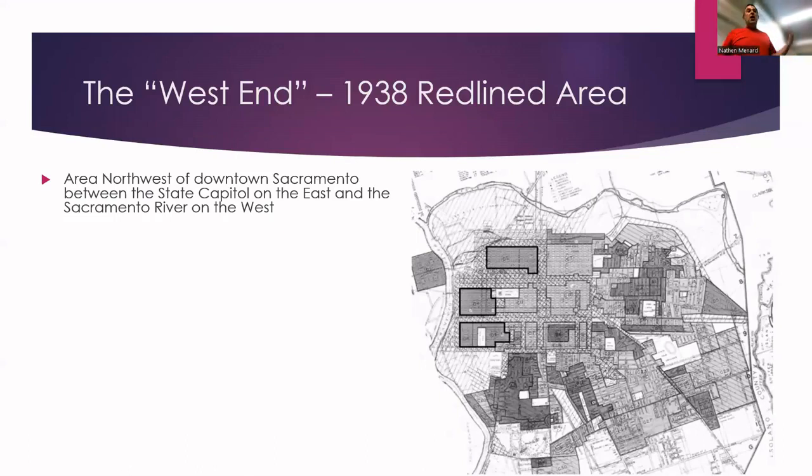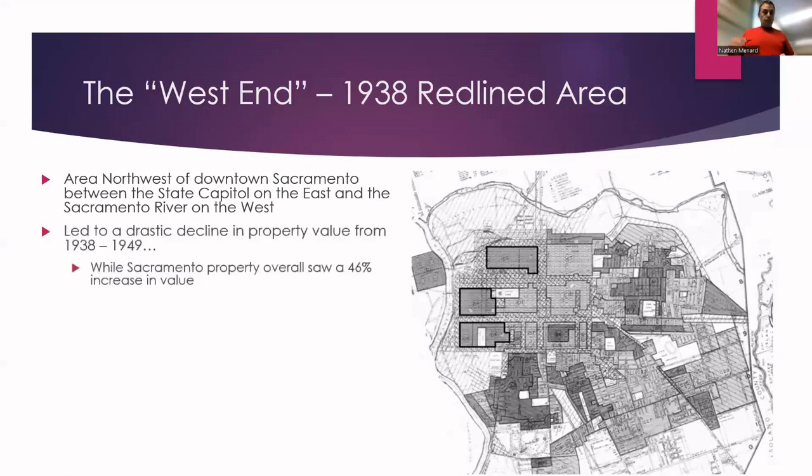So if you're driving down I-5 and you pass the ballpark and you're headed towards where Arco is, that's the side we're talking about there. That was what was known as the West End. All right. Basically, there was a drastic decline in property values from 1938 to 1949.